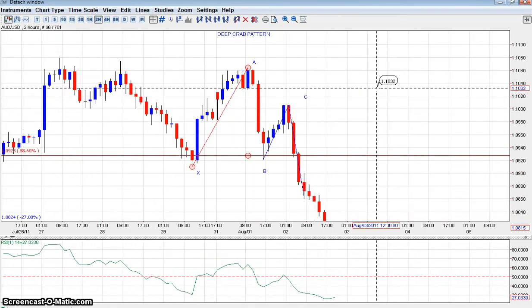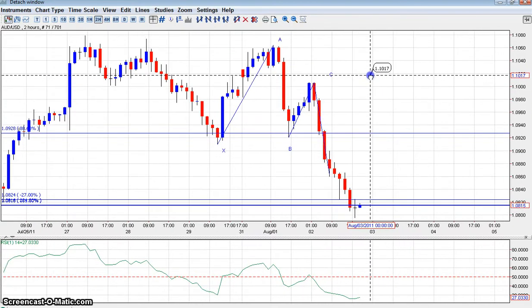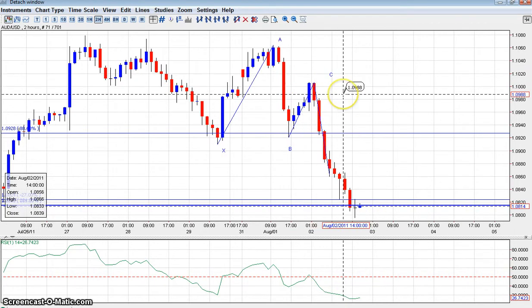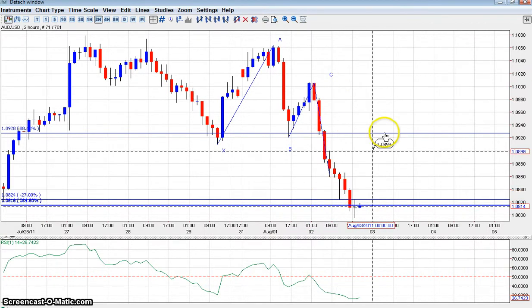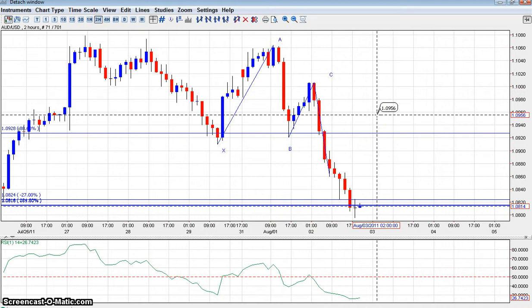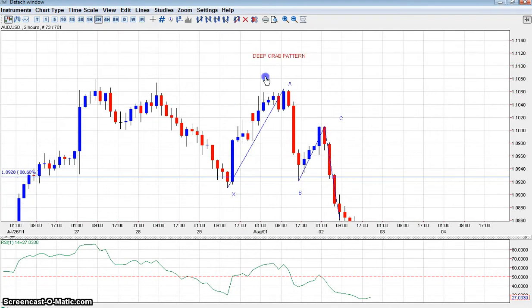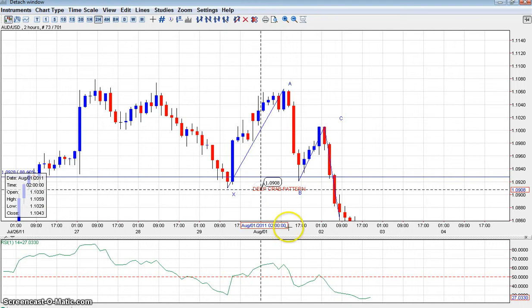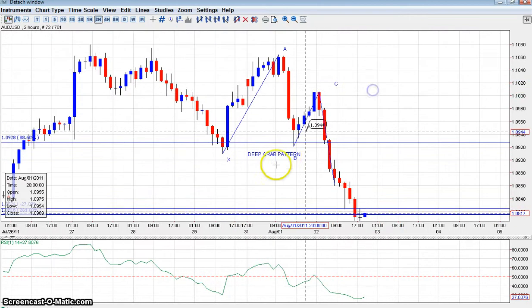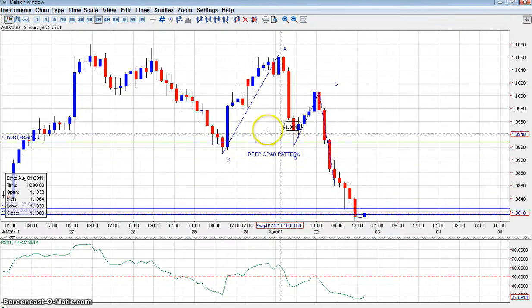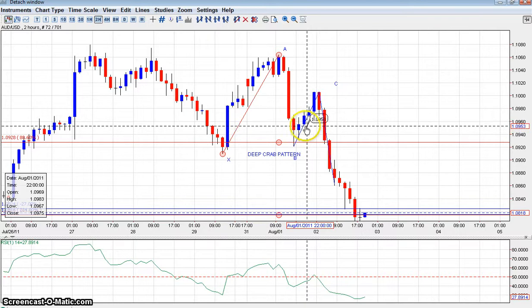It's Tuesday, the 2nd of August, and the currency I'm looking at today is the Australian dollar on a 2-hour chart. My bias is to the upside, so I'm looking to go long. My analysis is going to be based on a pattern called the deep crab pattern, which is a 5-point structure where you've got point B at approximately an 88.6 retracement of the XA leg.